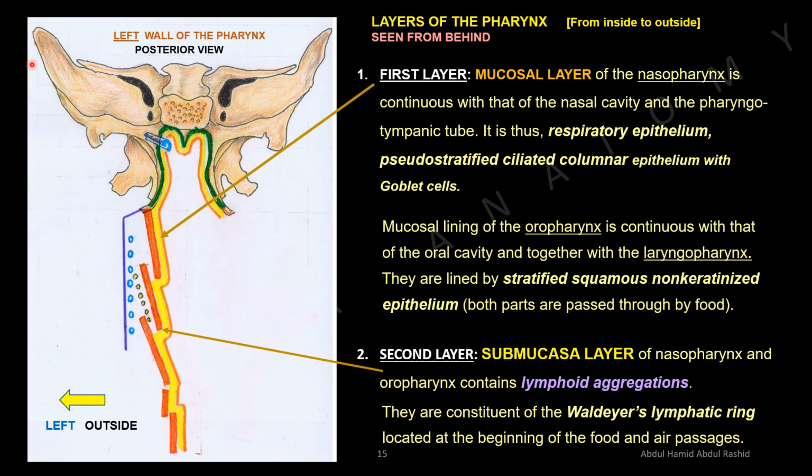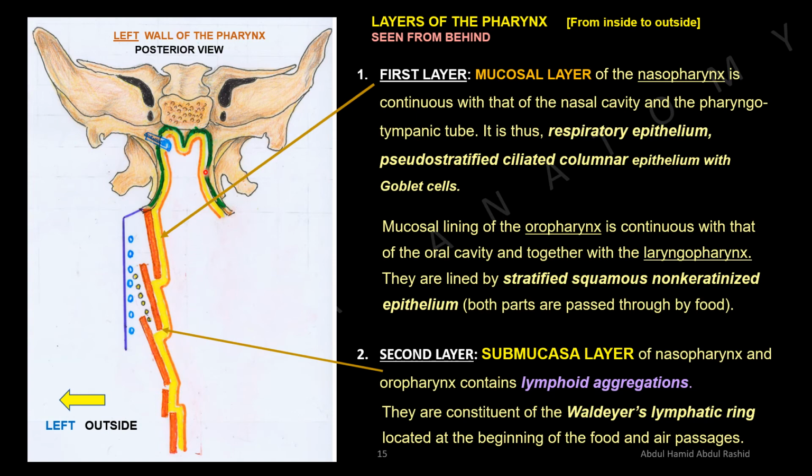Layers of the pharynx. Let's go through the diagram first. This is the posterior view of the sphenoid bone, body of the sphenoid. Here is the pharyngeal tubercle. This is the posterior sharp margin of the medial pterygoid plate. This is the lowest end of the medial pterygoid, the hamulus. This upper part here is the auditory tube. This is the superior constrictor, middle constrictor, and inferior constrictor, which consists of two parts, the thyropharyngeal part and the cricopharyngeal part. Here is the wall of the esophagus.